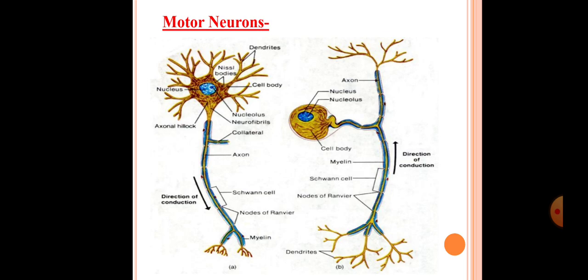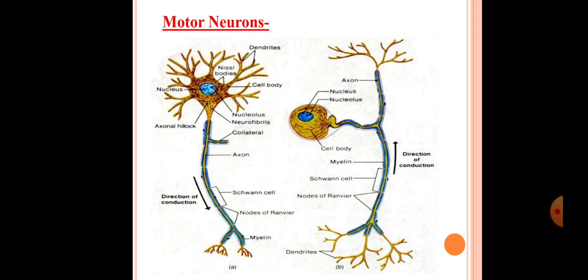Next are the types of neuron. There are different types of neuron: sensory neuron, motor neuron, and interneurons. So these are the types of neuron.